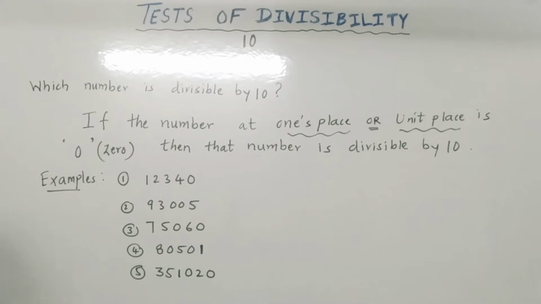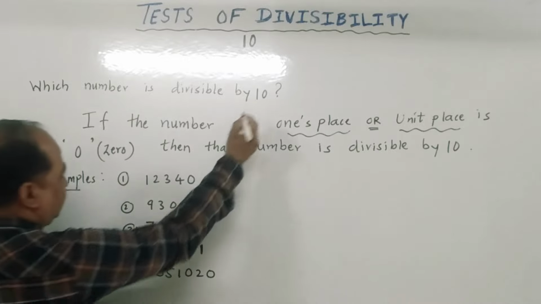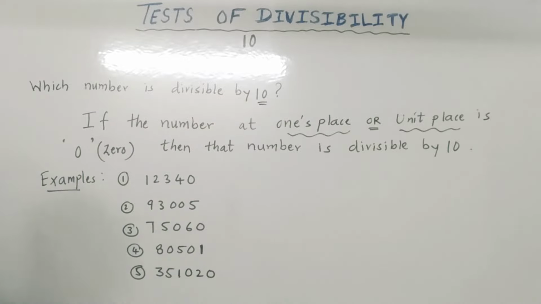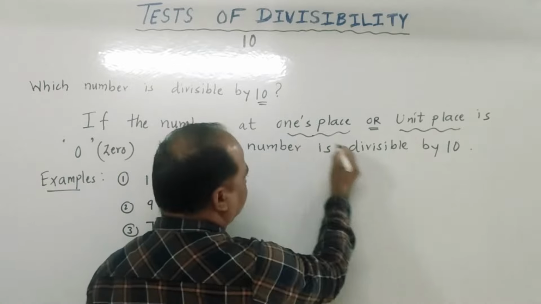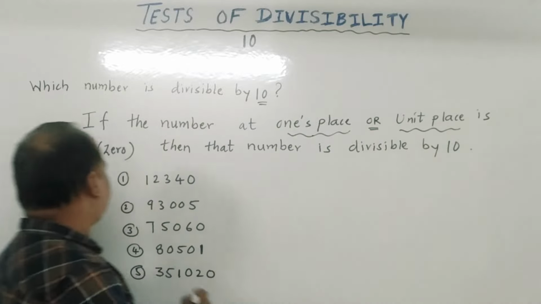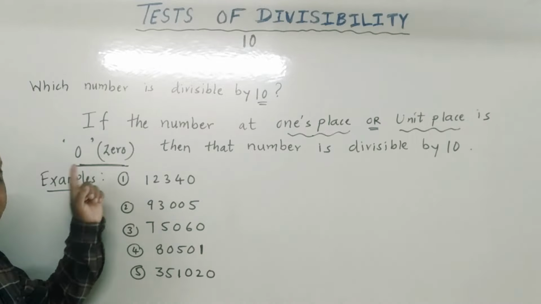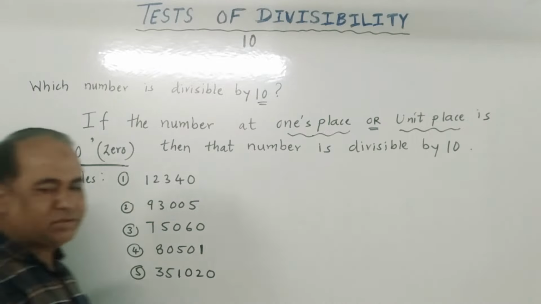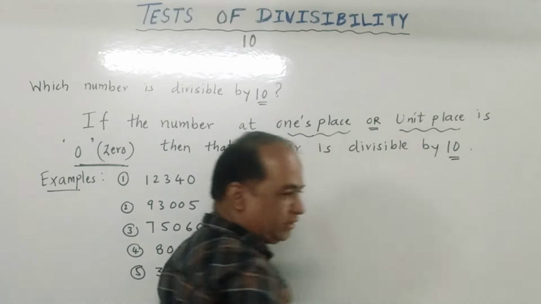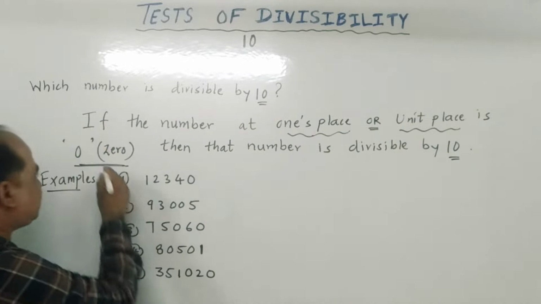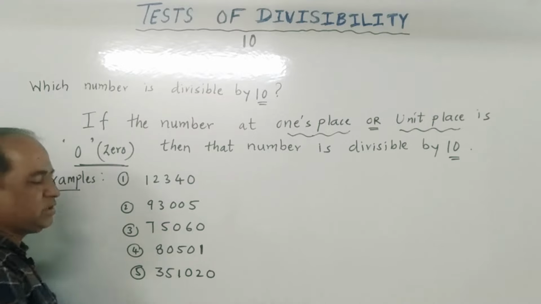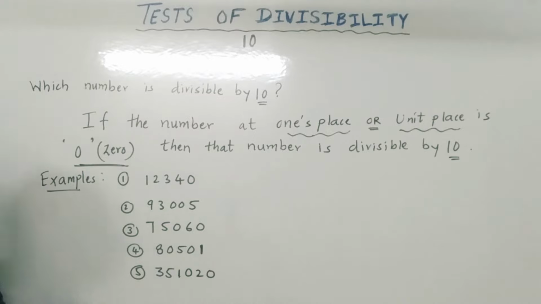Test of divisibility by 10. Now which number is divisible by 10? If the number at ones place or unit place, only one digit, the last digit of a number is 0, then that number is divisible by 10. Any number, if the last digit, the digit at unit place, is 0, that number is divisible by 10. So if you divide that number by 10, you will get remainder as 0.